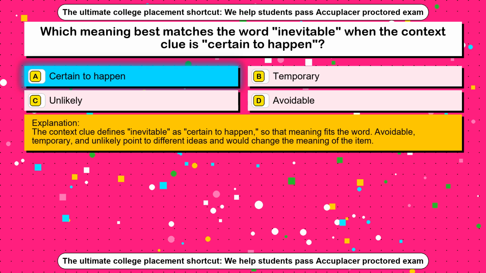The context clue defines inevitable as certain to happen, so that meaning fits the word. Avoidable, temporary, and unlikely point to different ideas and would change the meaning of the item.